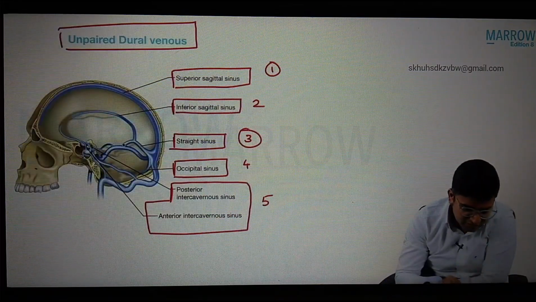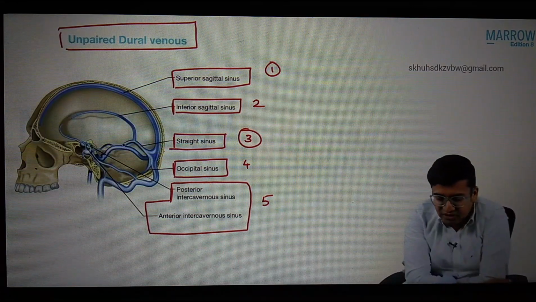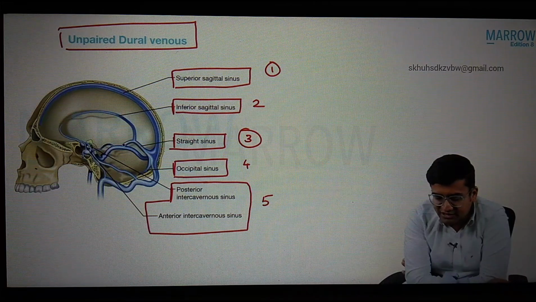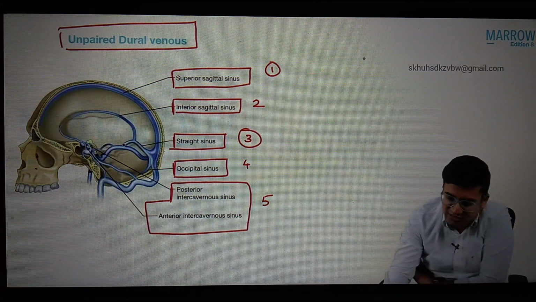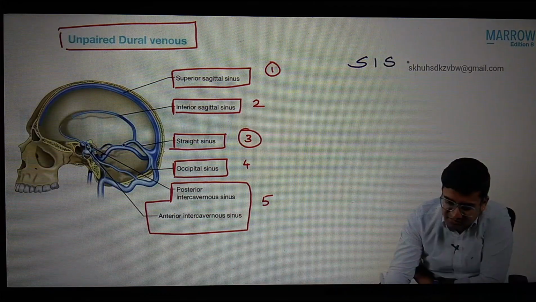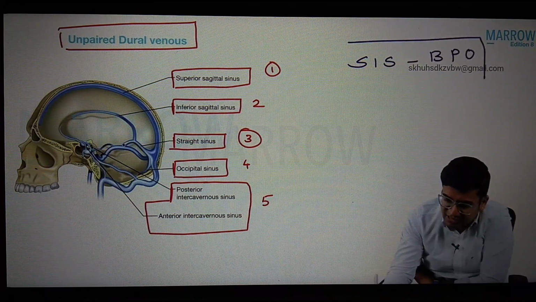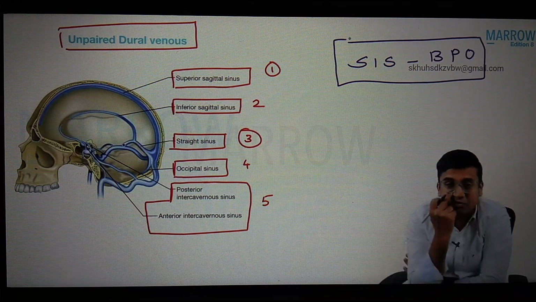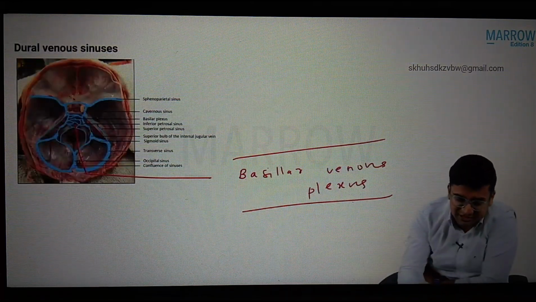Okay, what are those? Superior sagittal sinus, inferior sagittal sinus, straight sinus, posterior and anterior intercavernous sinus, basilar venous plexus, and occipital sinus. So the mnemonic is sister is working in BPO. Sister is working in call center. That is a mnemonic. Remember the unpaired venous sinus. Okay. Now what are all the paired venous sinus?